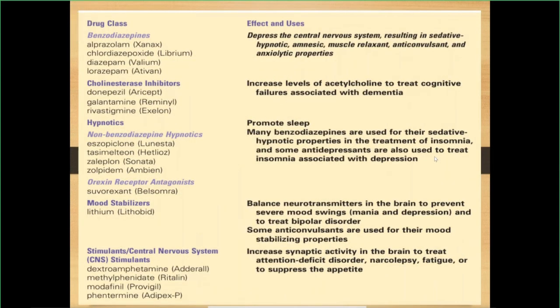Benzodiazepines depress the central nervous system, resulting in sedative, hypnotic, amnesic, muscle relaxant, anticonvulsant, and anxiolytic properties. Examples: alprazolam, Xanax; chlordiazepoxide, Librium; diazepam, Valium; lorazepam, Ativan. Cholinesterase inhibitors increase levels of acetylcholine to treat cognitive failures associated with dementia. Examples: donepezil, Aricept; galantamine, Razadyne; rivastigmine, Exelon.